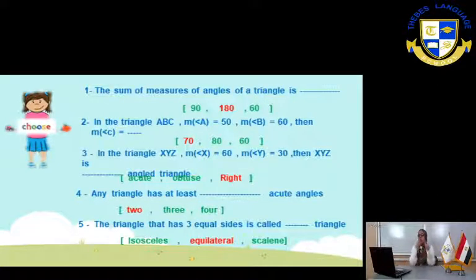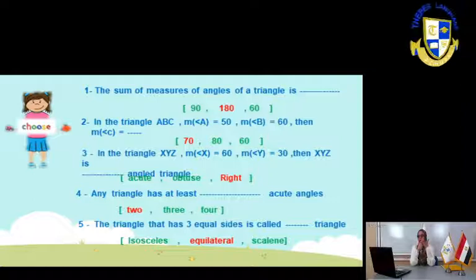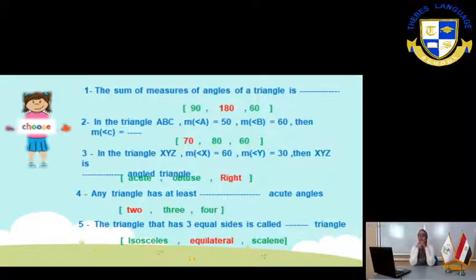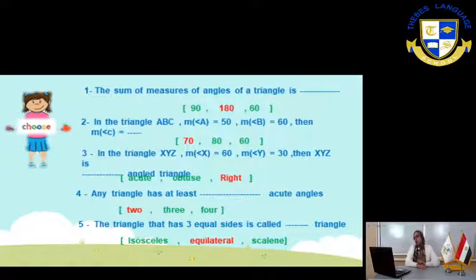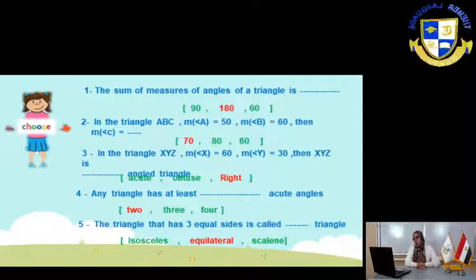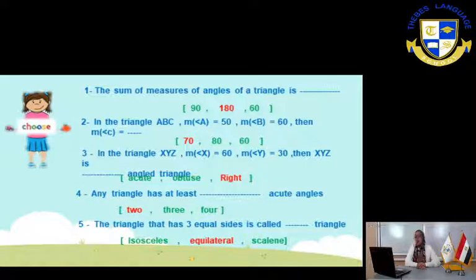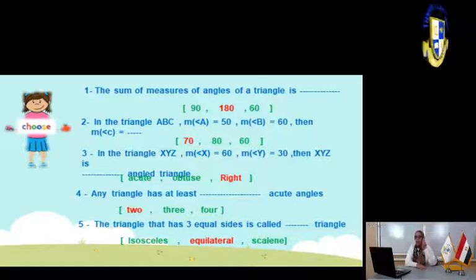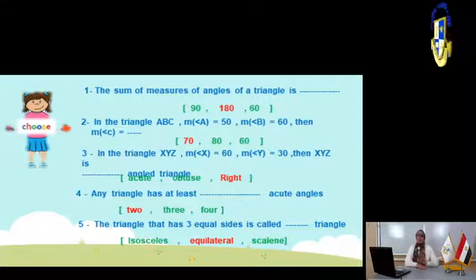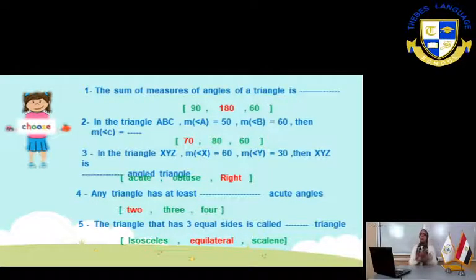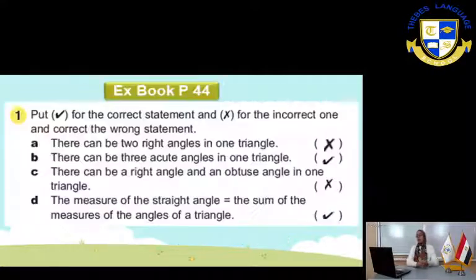So this triangle has one angle 90, another angle 60, the third angle 30. What is the type of this triangle? Excellent, right angle triangle, because we have one angle 90. Number 4, any triangle has at least how many acute angles? Excellent, at least 2 acute angles. Number 5, the triangle that has 3 equal sides, what is its type? Excellent, equilateral triangle. Next slide.